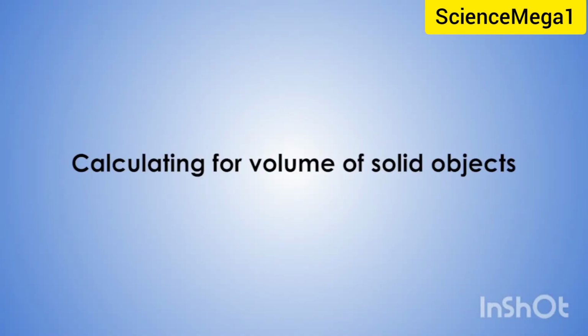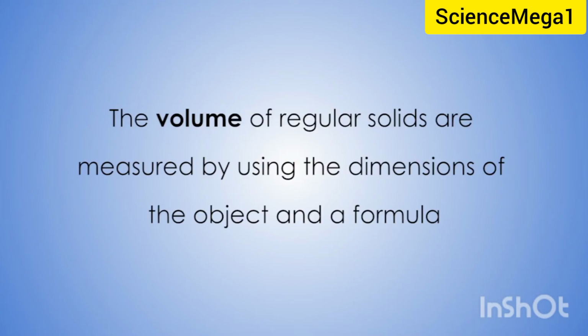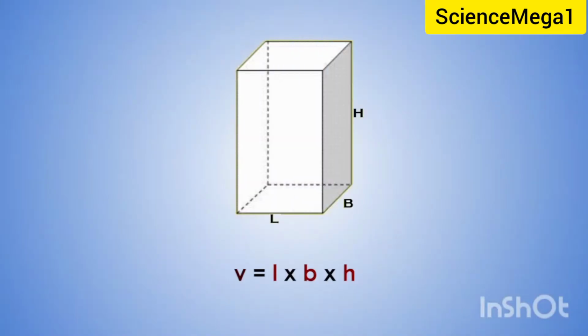Now let's move on to volume of solid objects. The volume of regular solids are measured by using the dimensions of the object and a formula. For example, a cuboid. The volume of a cuboid is length multiplied by the breadth multiplied by the height.